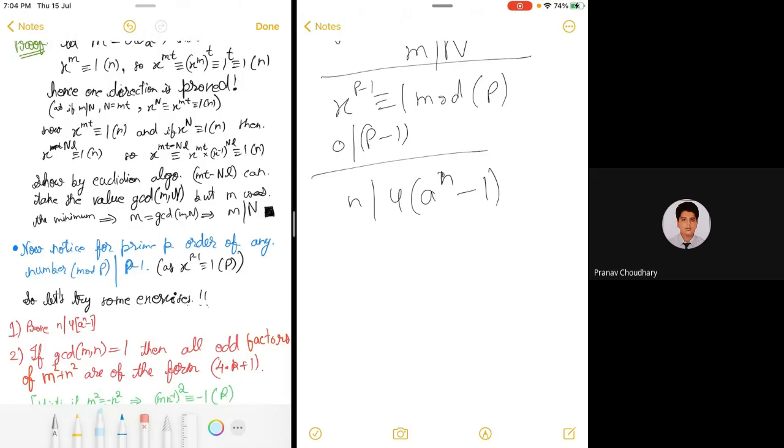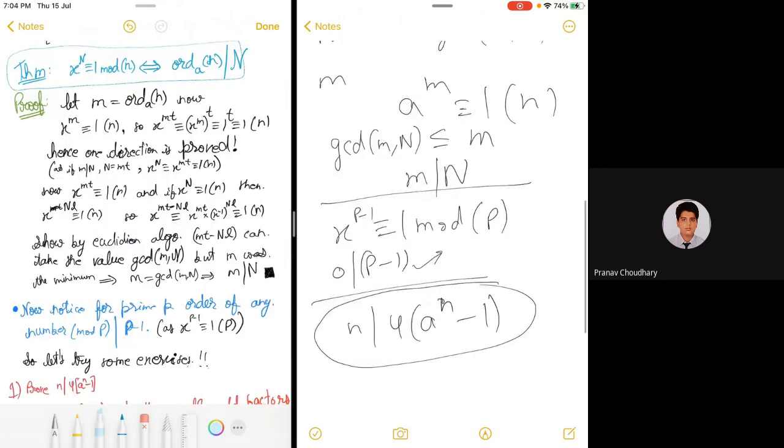So that the order divides p minus 1 is for a prime, right? Yes, this is for a prime p. And order is for any natural number, right? Yes. The order of a modulo n is defined for any n where a has to be coprime to n. Yeah, like in a prime, every integer less than p is coprime, right? Yes, that's right.